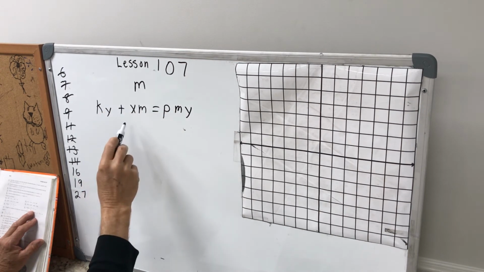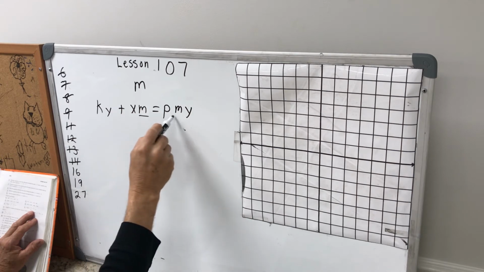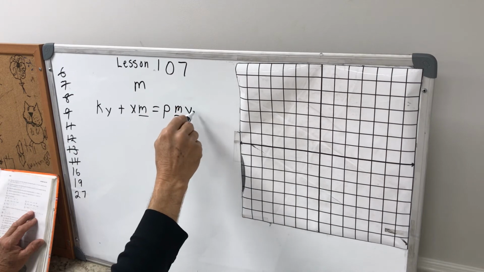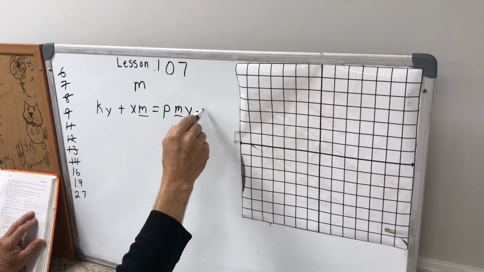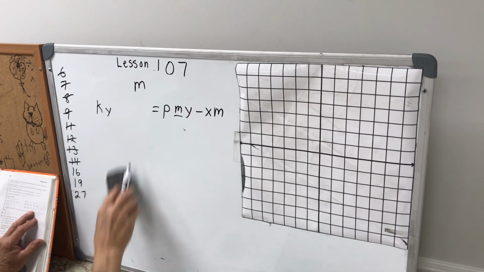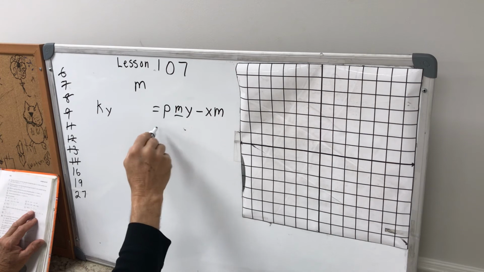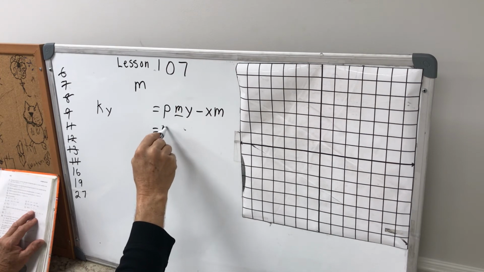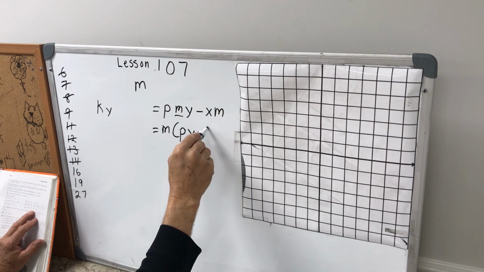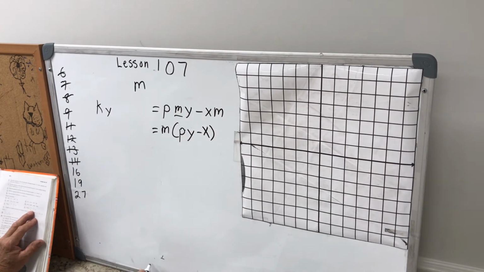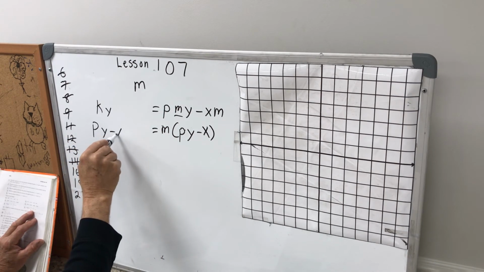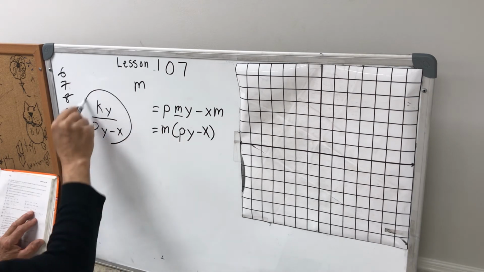We're solving for m, so we're going to get the m's together on the same side. We will switch that around over this side. That's going to change this sign to a negative xm, and I can take this out here, right? Okay, now we will factor this out, equals m. We have a py negative x. If we put this py negative x under this, we have solved for m.